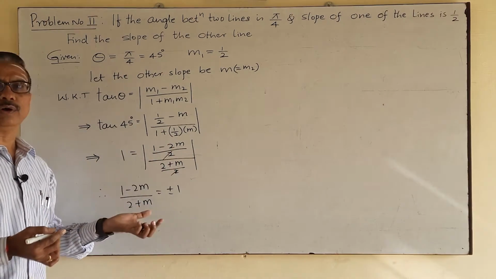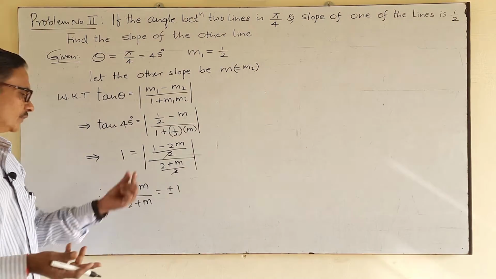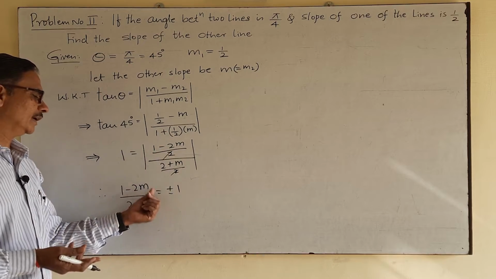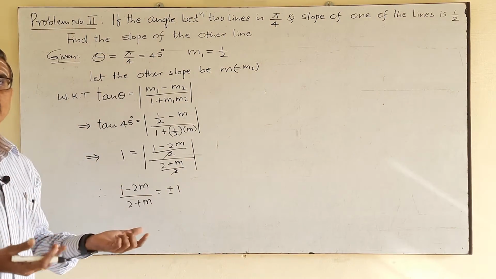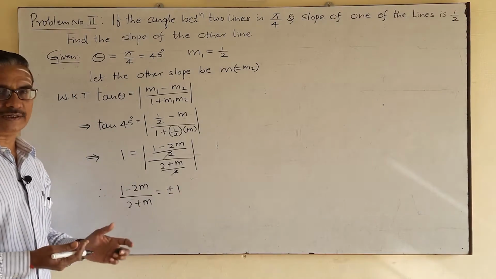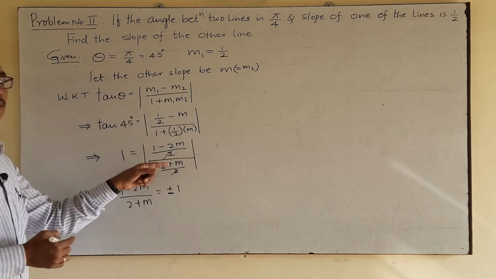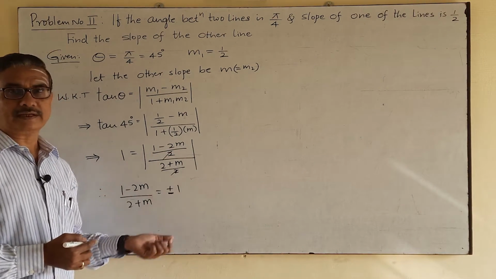Because we don't know the value of m, whether the value of m may be positive or negative, we don't know. So by removing that modulus sign, we take plus or minus. Because the m value may be positive or negative. So remember, when we remove the modulus, we take plus or minus.